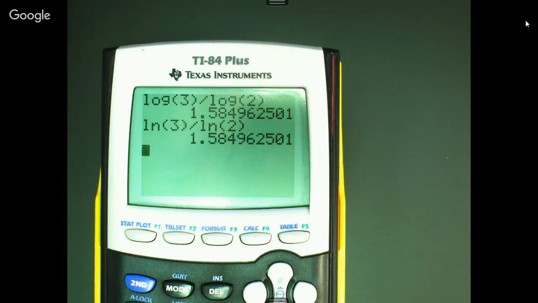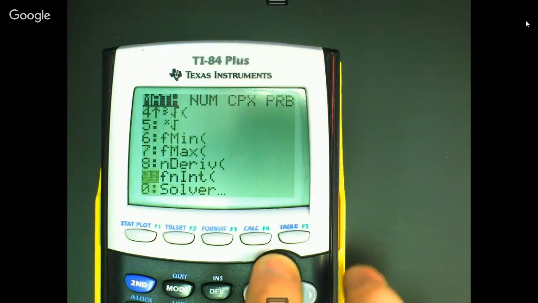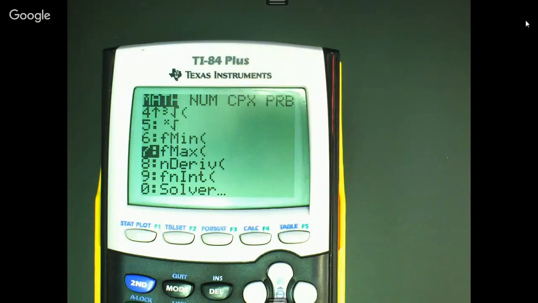Now, there are some calculators. I don't know if this one will do it for me. But if you hit math, you can go down. Yeah, this one doesn't have it. But you could go down into that menu and pick any base that you want. So now we'll be able to graph any exponential that we want.